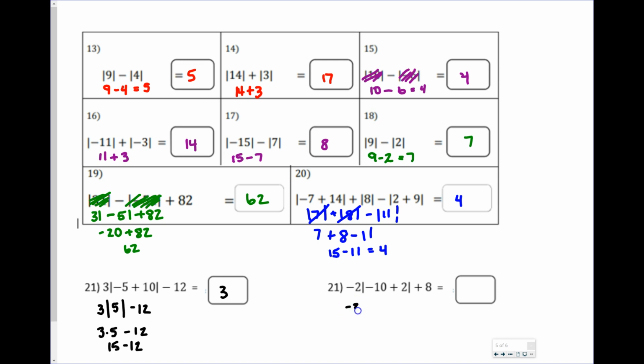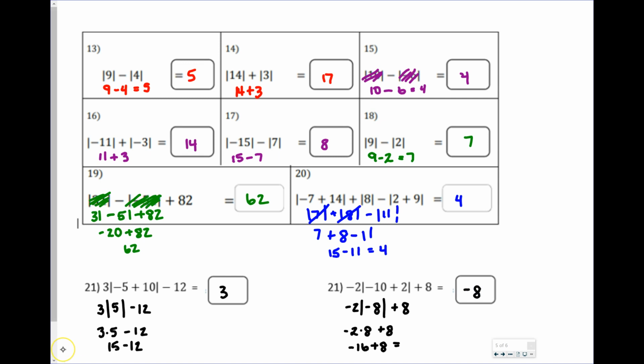Number 21, simplify what's inside the absolute value. Negative 10 plus 2 gives me negative 8 inside the absolute value. The absolute value of negative 8 is positive 8. Negative 2 times 8 is negative 16. And then negative 16 plus 8 is going to be negative 8.